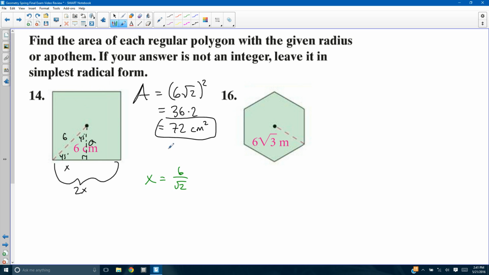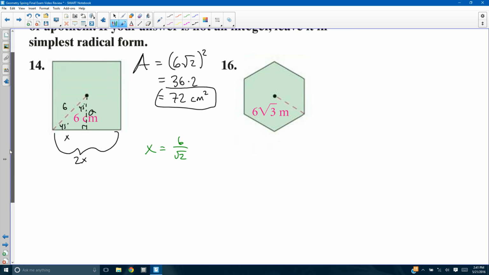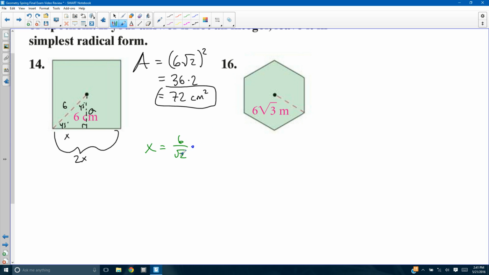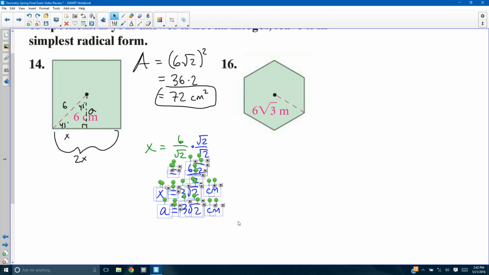Now, I'd like to write this in simplest radical form to begin with, which means I must rationalize this denominator. I do not want a radical in the denominator here. So I'm going to multiply by root 2 over root 2. That's going to give me 6 root 2 all over 2, which is 3 root 2 centimeters. So that's the value for x and for a, by the way. Your apothem and half a side length are both 3 root 2. I'm going to save the apothem one for later, if I can.